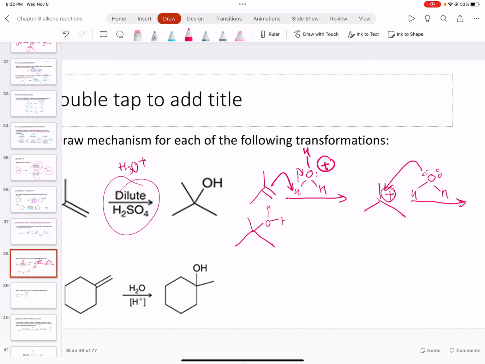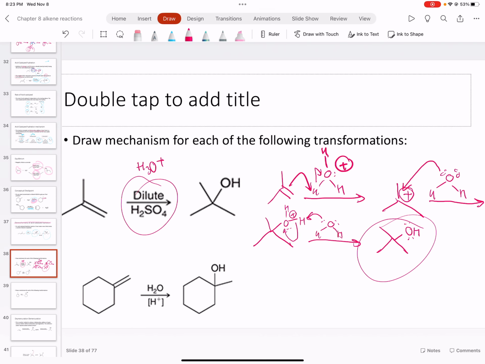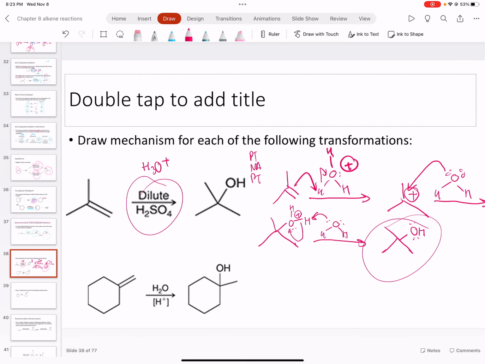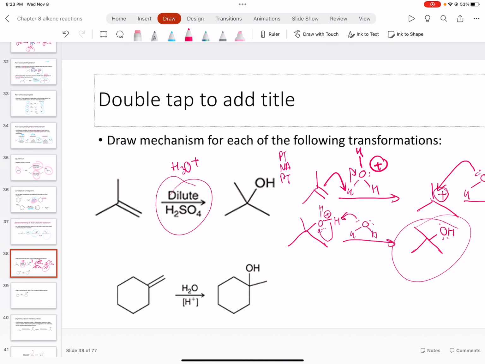So then water already has 2 bonds, right? So when we attack, we create a new bond. So that means we could technically remove an extra hydrogen from our product. And then this will give rise to this product. So then we follow that pattern of proton transfer, nucleophilic attack, and then proton transfer again. And again, we use the same logic for this one.